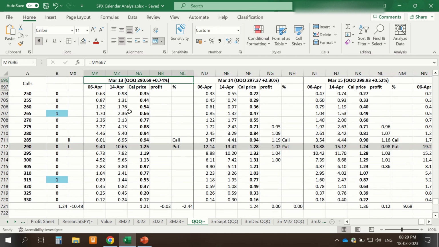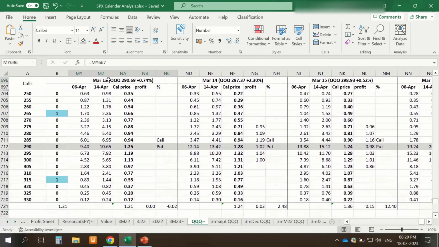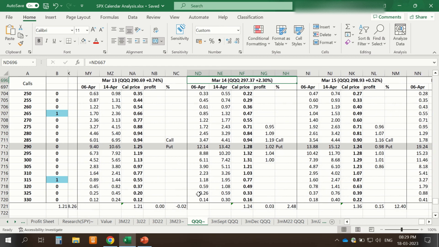So this is my double calendar. The premium is 1.21, so I'll write it here as 1.21. Here I will write whatever entry price I'm entering. So I write 1.21 as my entry point. Now let's see, that 1.21 is coming here.